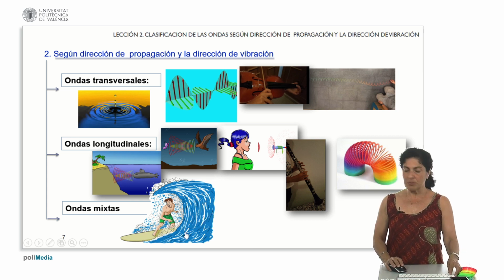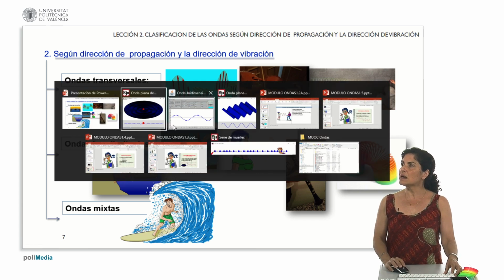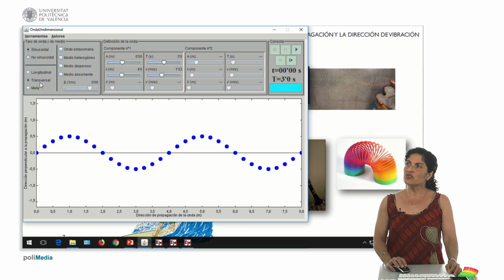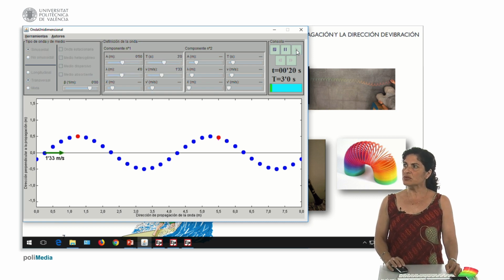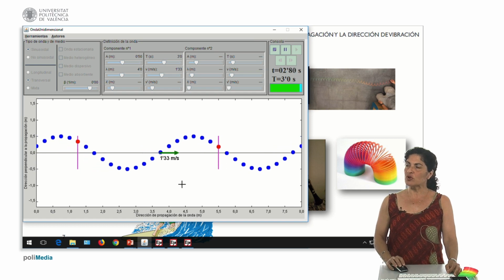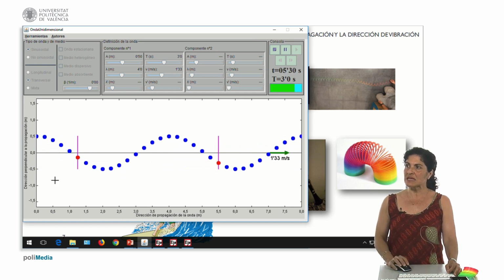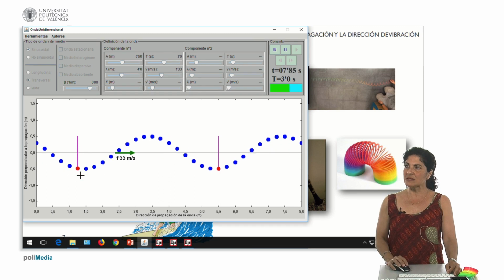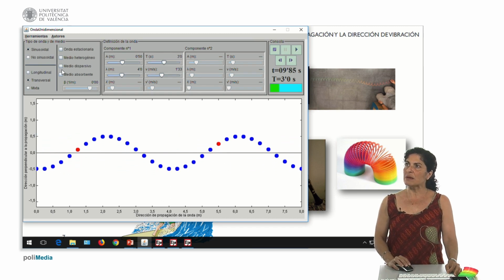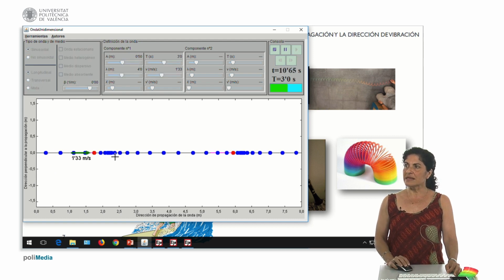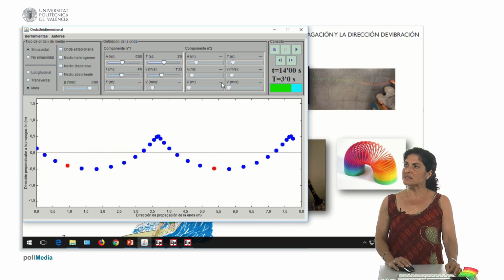For that, I want to take advantage of the following representation where I can select here. What I'm going to do is select two particles from the medium to track their motion. And if we remember, as we were looking at in the first of the lessons, the motion of each particle in the medium, in this case, I would have a transverse wave. I can change it to a longitudinal wave type. And in this case, we would have the same direction of motion, or a combination of both, and we would be talking about a mixed wave.